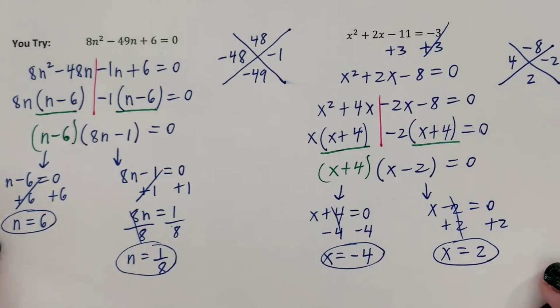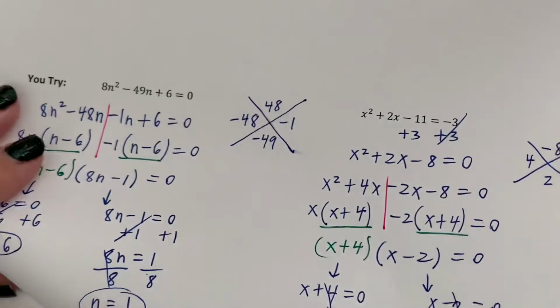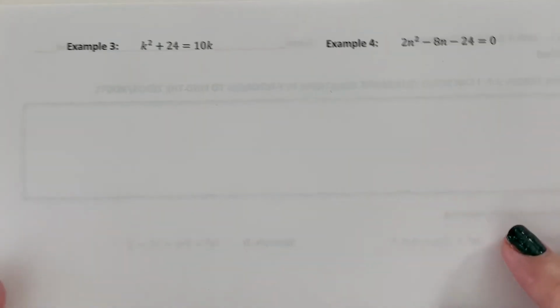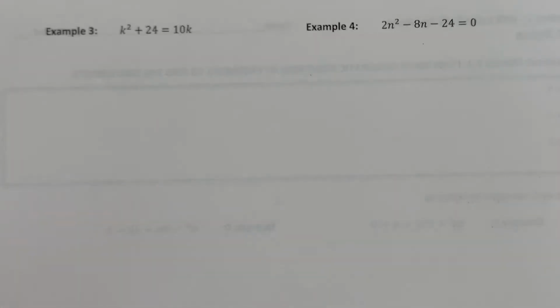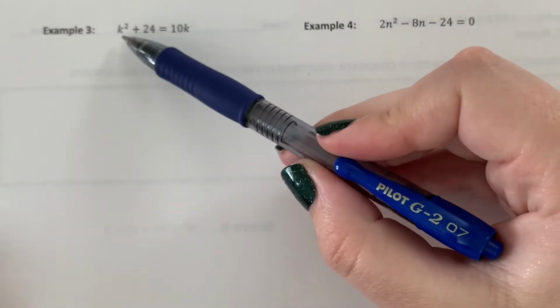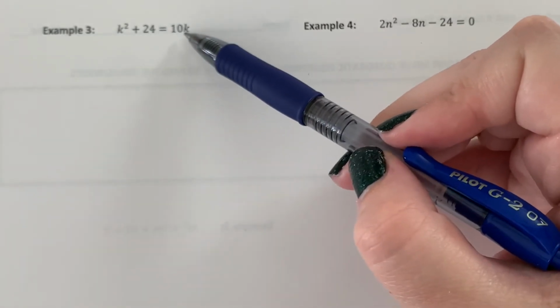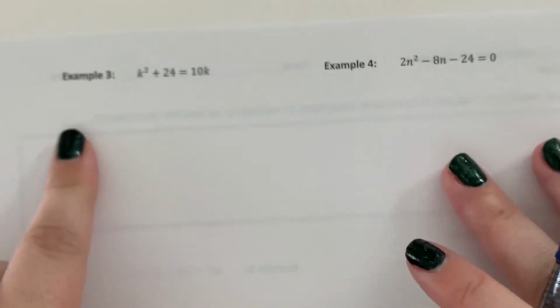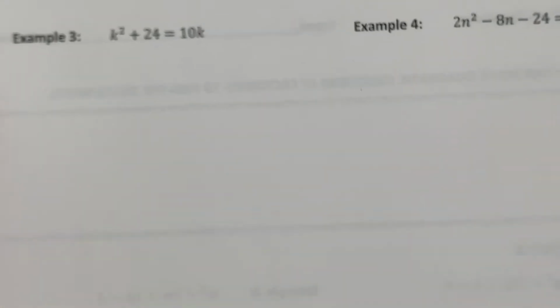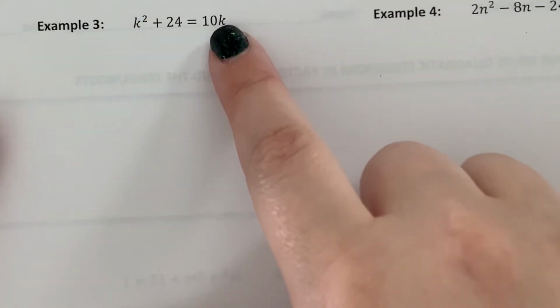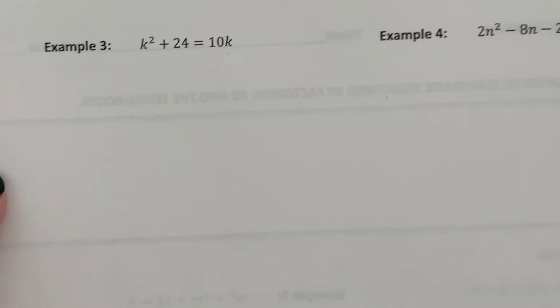We can now jump to the back side. Let's do a couple more examples. So example 3, let's see, that is definitely not in standard form, so I need to get it in standard form. I do have a k squared term, I do have a constant term, and I do have a k term, but I need to get them all on the same side. So the way I could do that is by moving the positive 10k over to the other side.